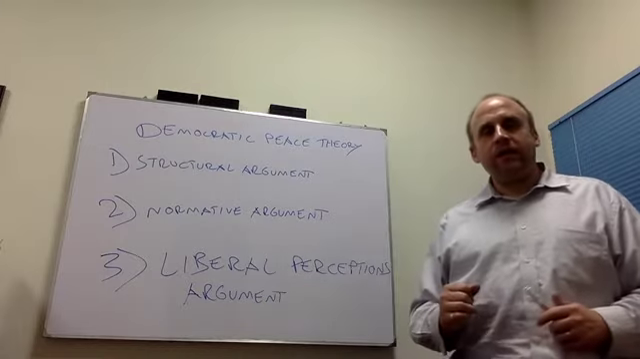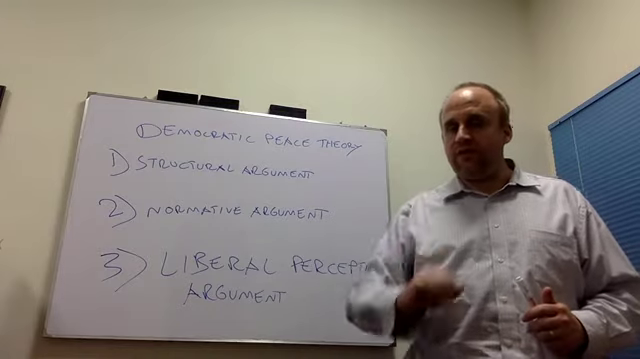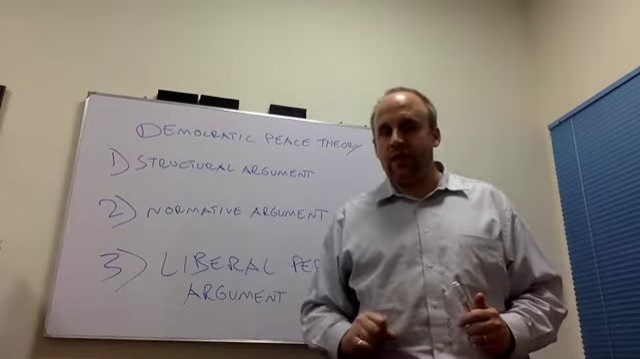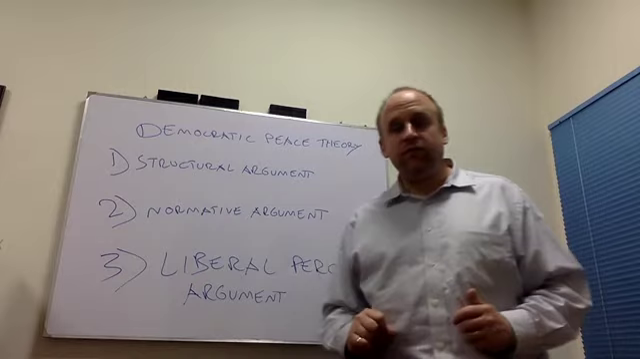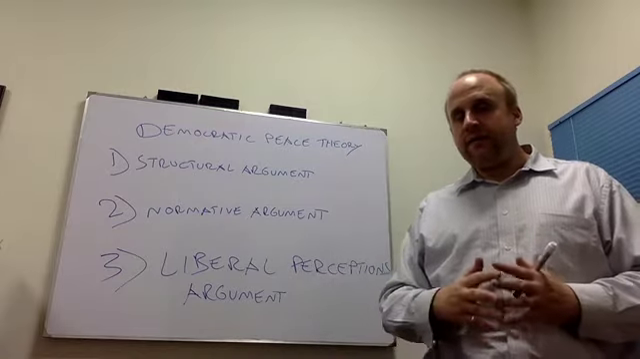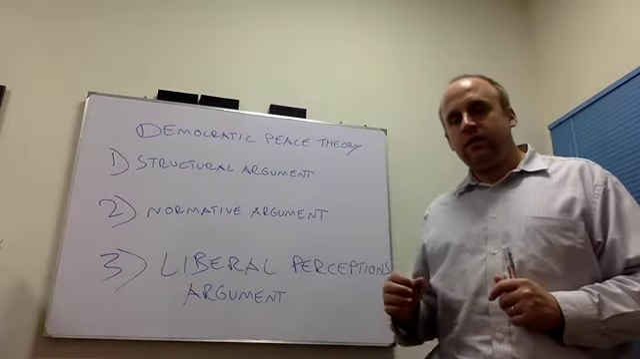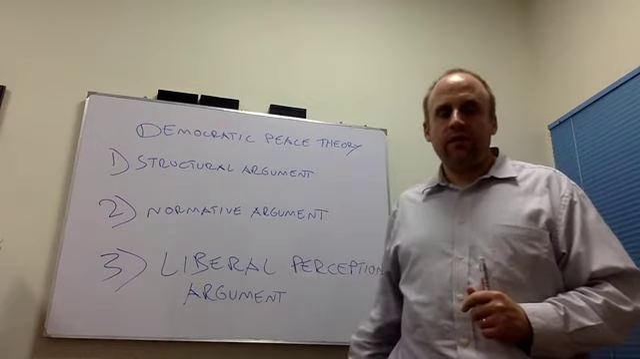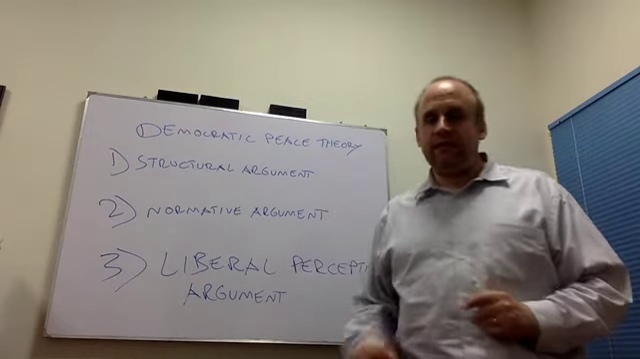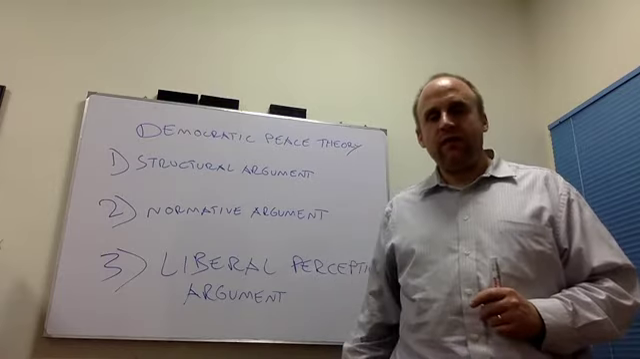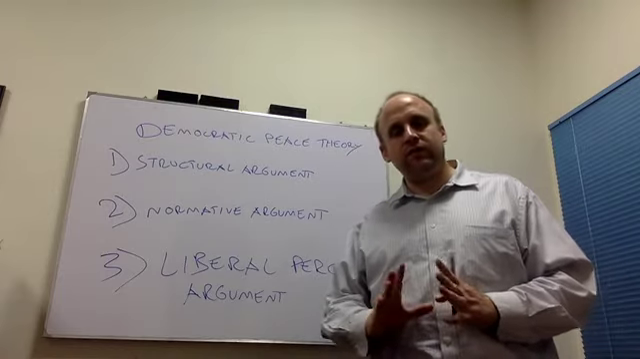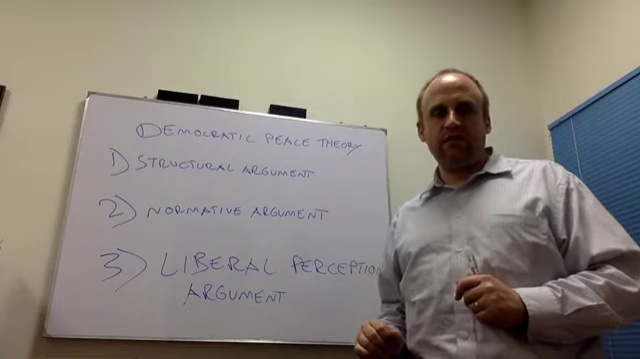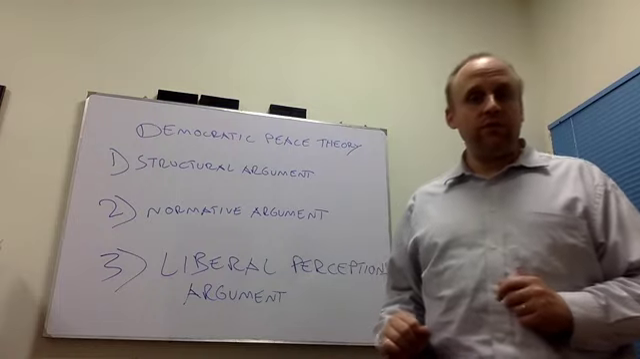Now, John Owen lists 4 case studies. So your job now, for your assignment, is to outline in detail how John Owen's argument about the liberal perceptions plays out in at least 2 of those case studies. And I have written the dates in the PowerPoint presentation. So I look forward to seeing your response.